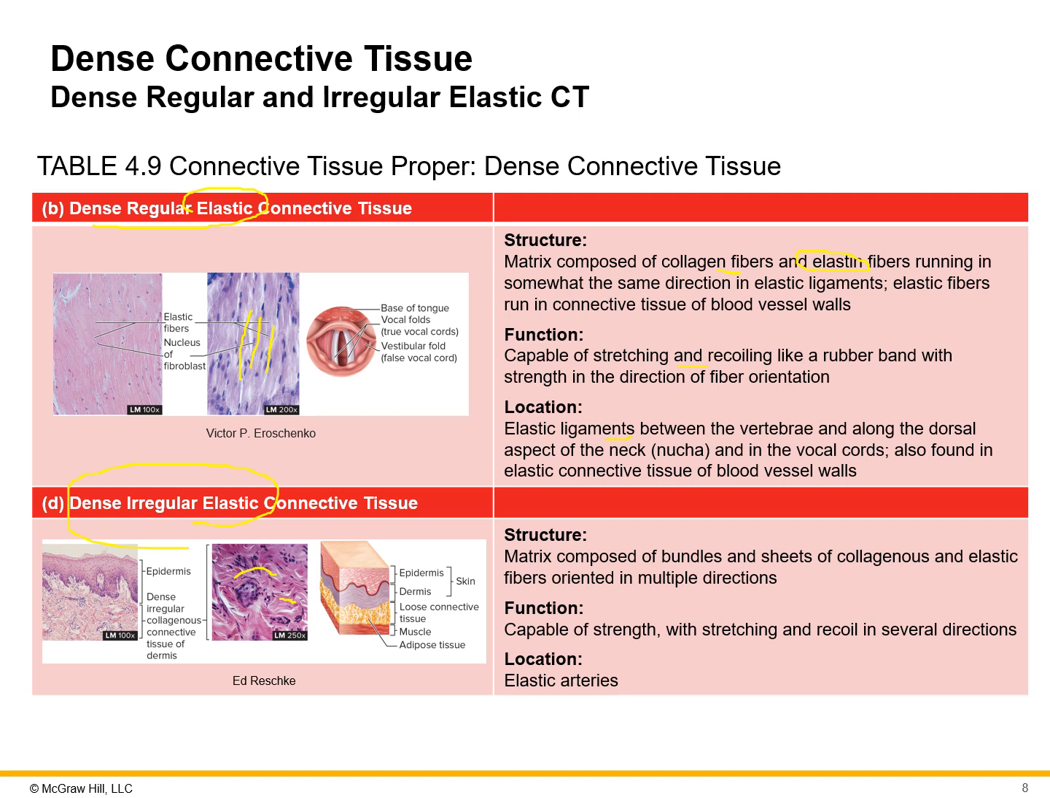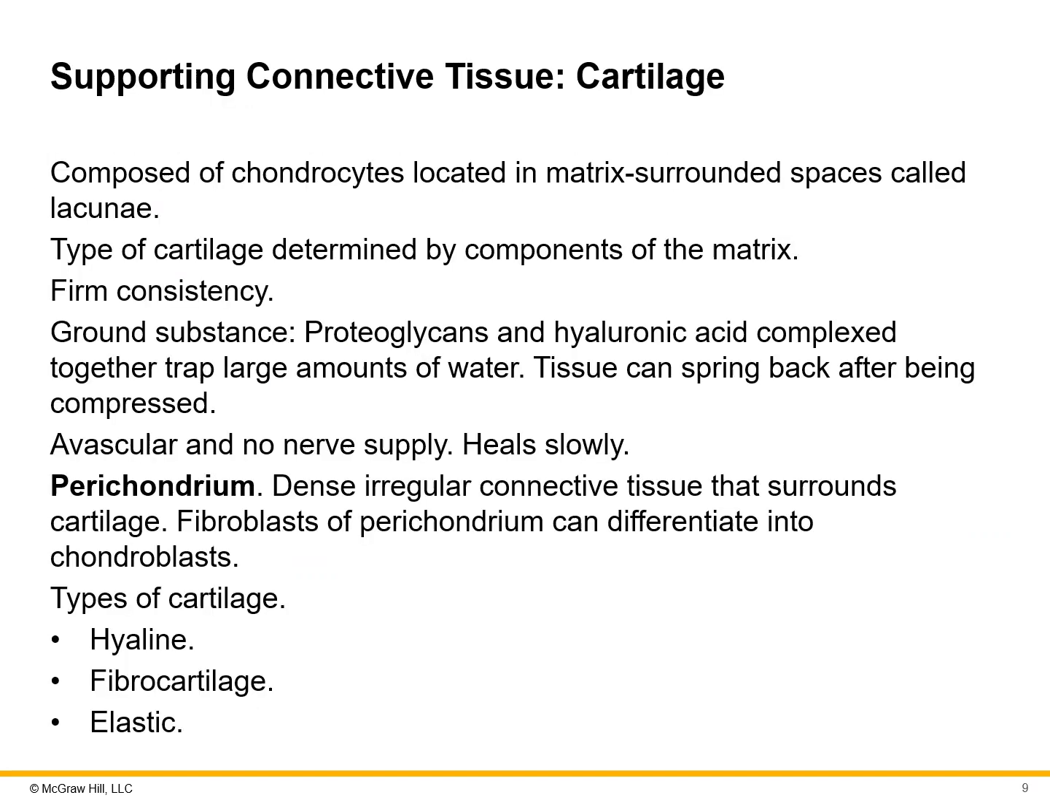So we see this in ligaments. But then also the irregular, again, still collagen and elastic fibers, but just going in lots of different directions. And as we've seen with the collagen, all those different directions provide tensile strength. So it helps with that. So like our arteries, we want them to be stretchy, but also strong.